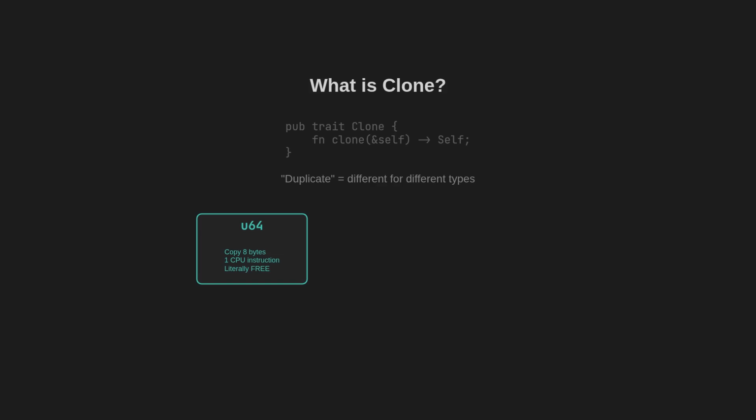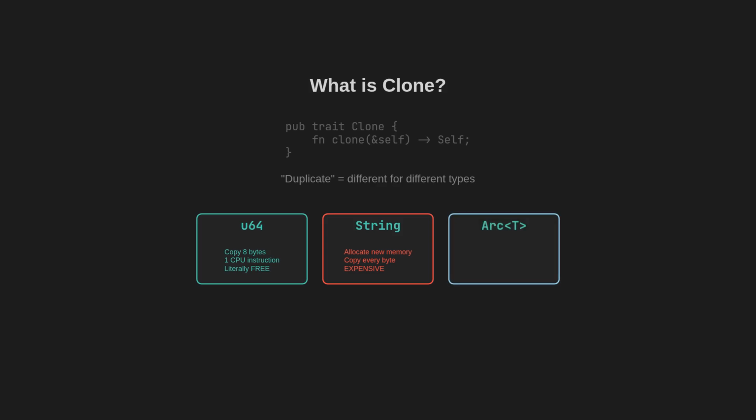For a simple integer like u64, duplicating means copying 8 bytes. That's one CPU instruction, literally free. For a string containing a million characters, duplicating means allocating a million bytes of new memory, then copying every single byte over. That's expensive, right? And for something like Arc, which is a reference counted smart pointer, duplicating just means incrementing a counter. The actual data stays exactly where it is. Same method name, widely different cost. This is what makes clone tricky.